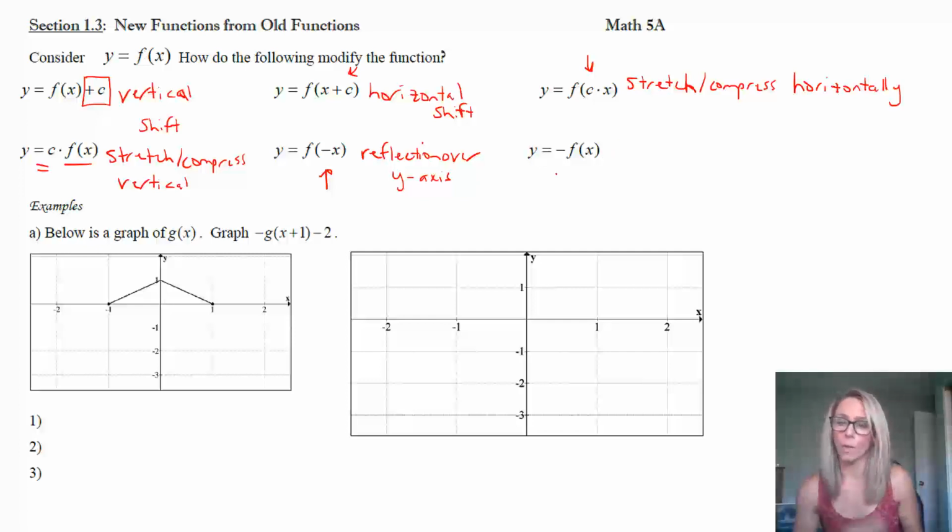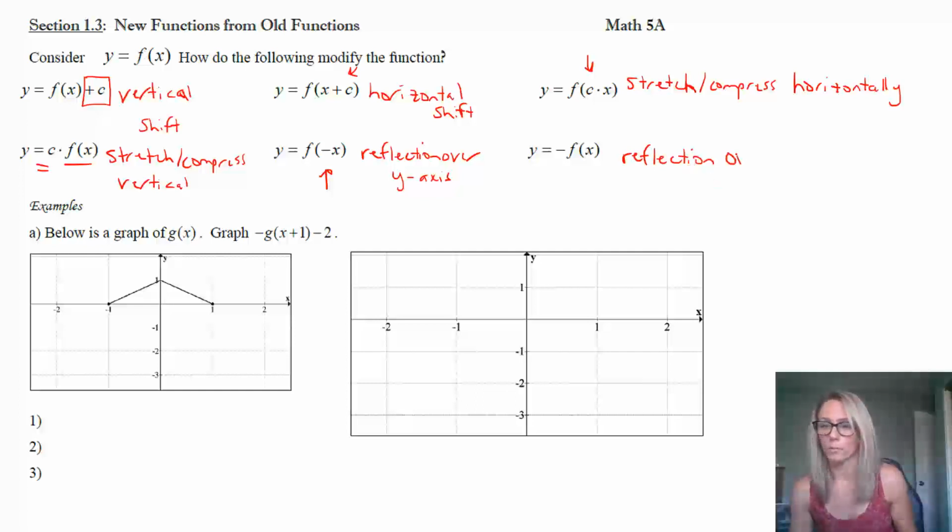And then conversely, when you do a negative of your function, that is also a reflection. And you can kind of imagine here, what's happening is all the y values are now becoming negative. So that's a reflection over the x-axis.